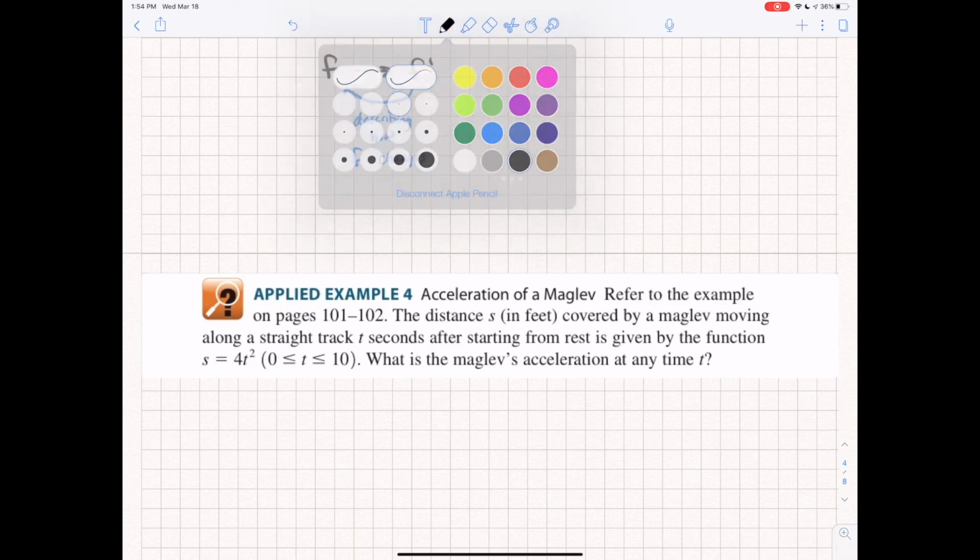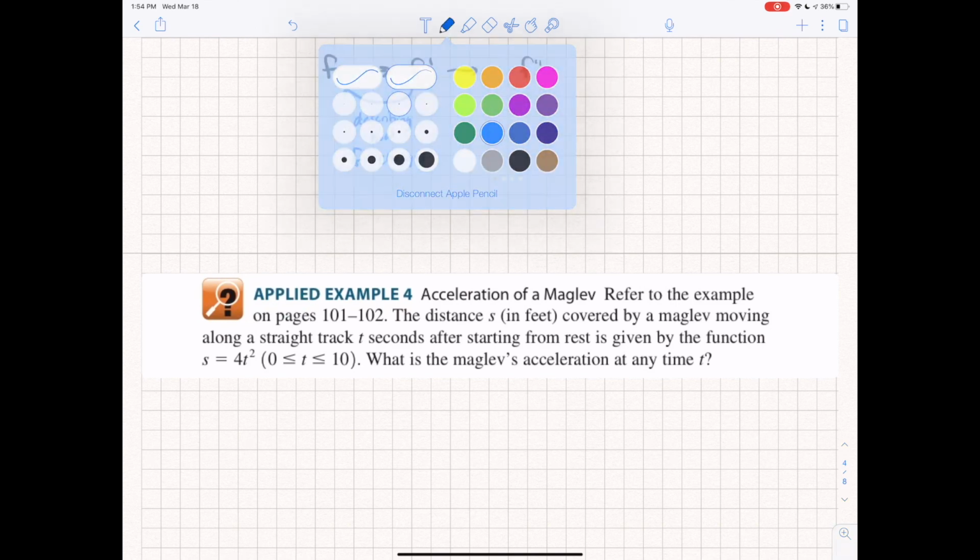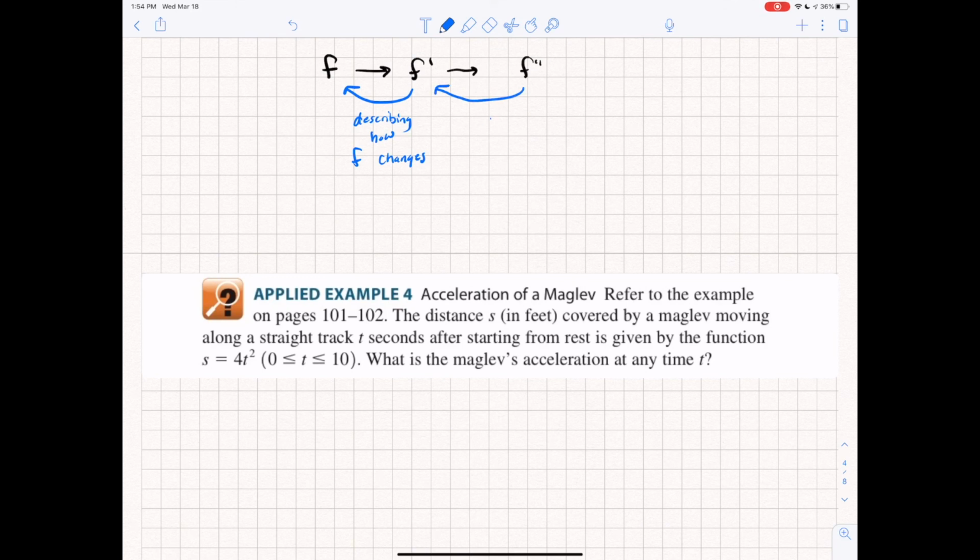So if I'm going to go through and derive f prime to get f double prime, then what this is actually describing is how f prime itself changes. If we find the third derivative, it describes how the second derivative changes. And this would work down and down and down, almost like a ladder. And so take a look at this applied example. It's a physics style example.